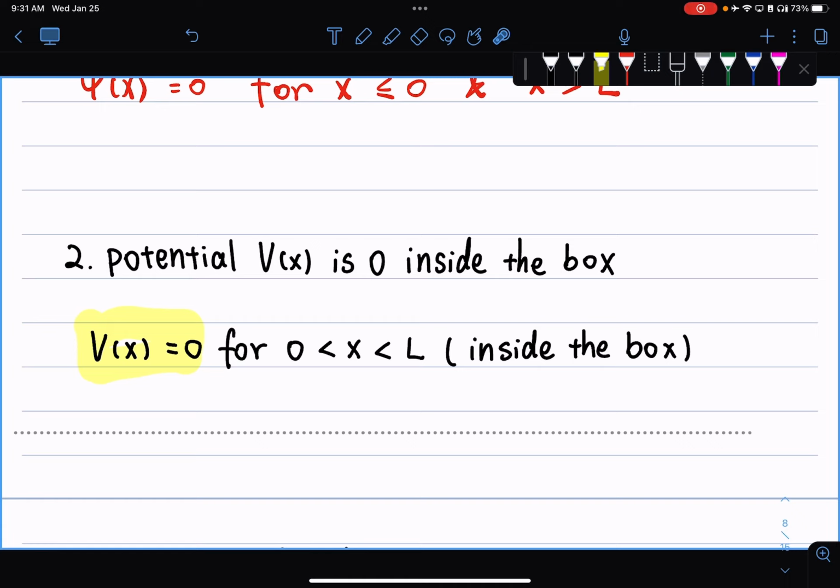Is potential energy 0 because it's continuously moving? No, we just define it to be 0. Oh, okay. Just to make our life simpler. You can add potential energy in there as well.